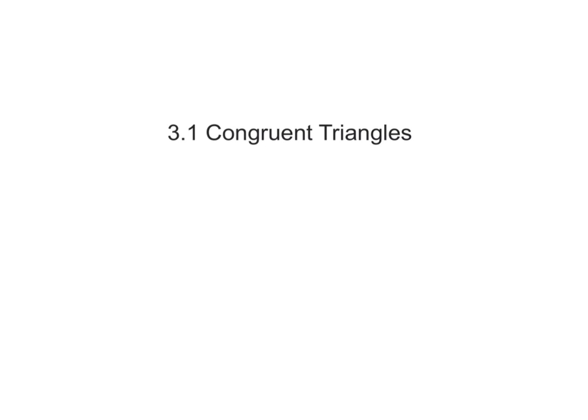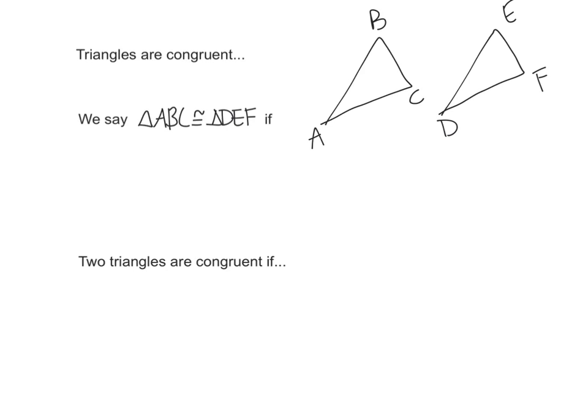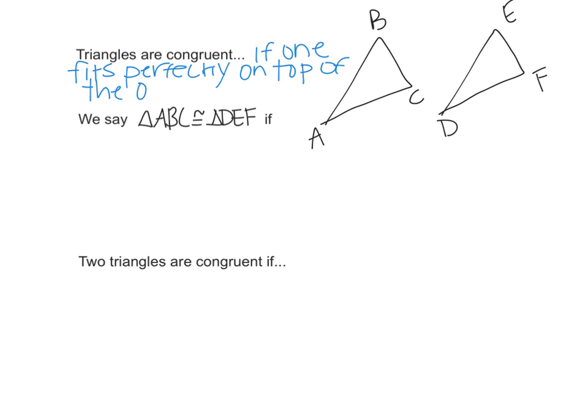So this is the first video of Chapter 3 of Unit 3, which is 3.1 Congruent Triangles. Okay, so I've drawn two triangles here, and I know that triangles are congruent if one fits perfectly on top of the other. We know that when two things are congruent, they are perfect. So this way, two triangles are congruent if one fits on top of the other, or if they coincide.